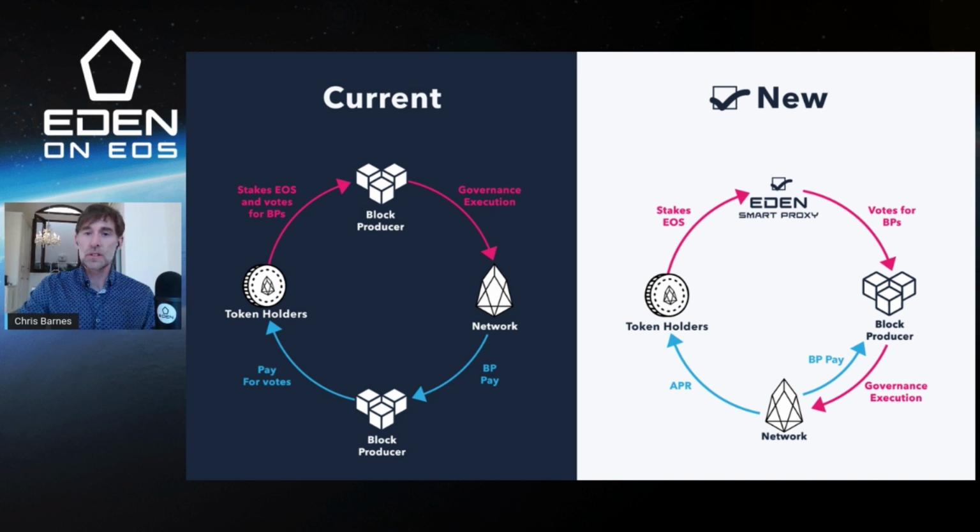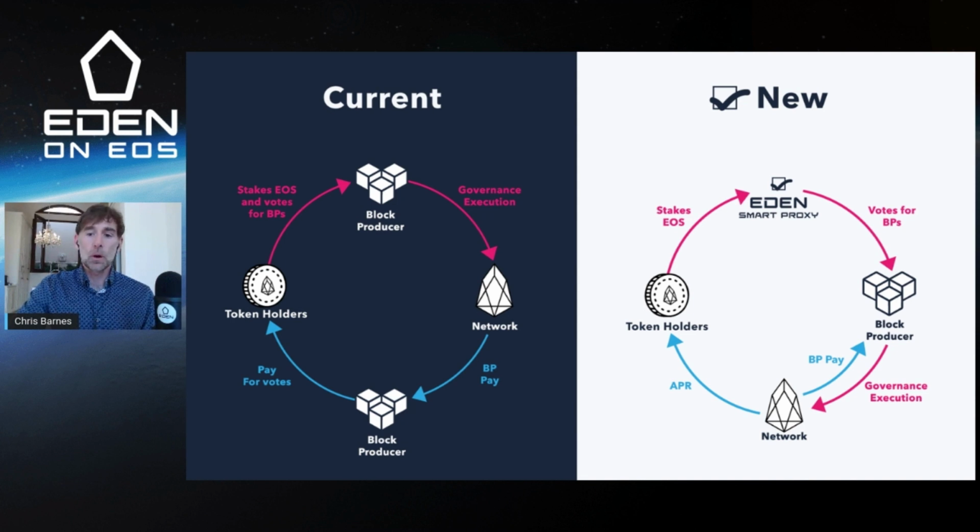In the new proposed system of the Eden Smart Proxy, token holders again hold their EOS and they stake that EOS to the Eden Smart Proxy. The Eden Smart Proxy, through the mechanism of utilizing the Eden on EOS community and the whitelist, votes for block producers. The block producers then again produce blocks and execute governance decisions based on the will of the token holders.